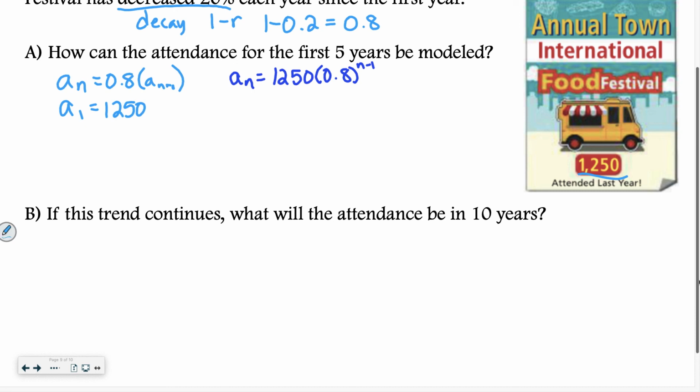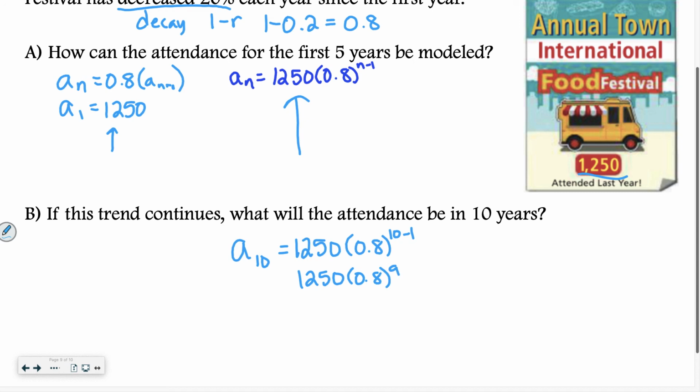If this trend continues, what will the attendance be in 10 years? So if I use my recursive, that means I have to find the next 9. Like, I have to find every single term. My preference is gonna be to use the explicit. So I'm gonna say a of 10 equals 1250 times 0.8 to the 10 minus 1. So 1250 times 0.8 to the 9th.